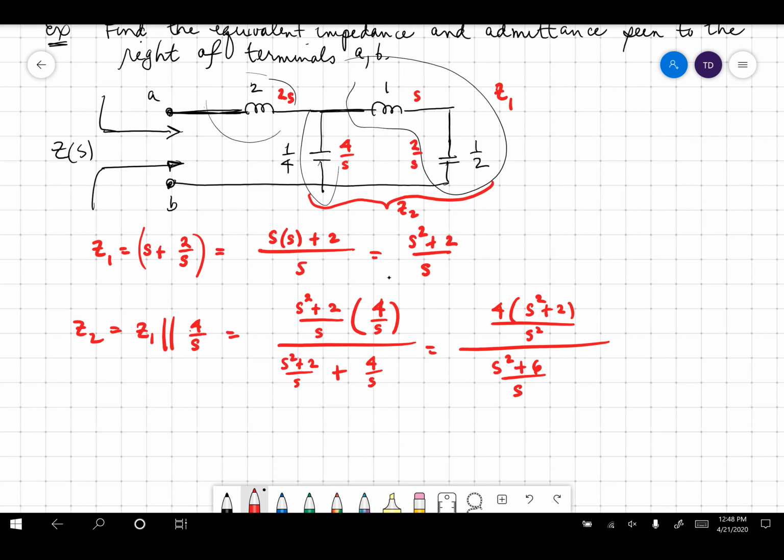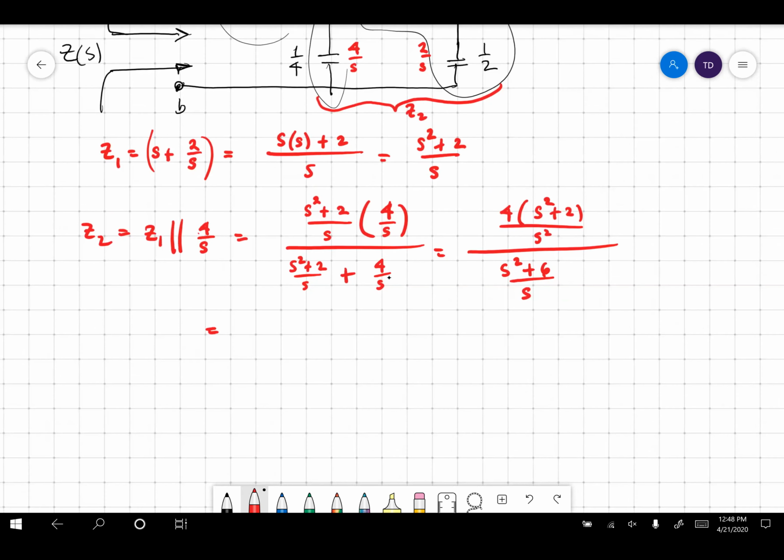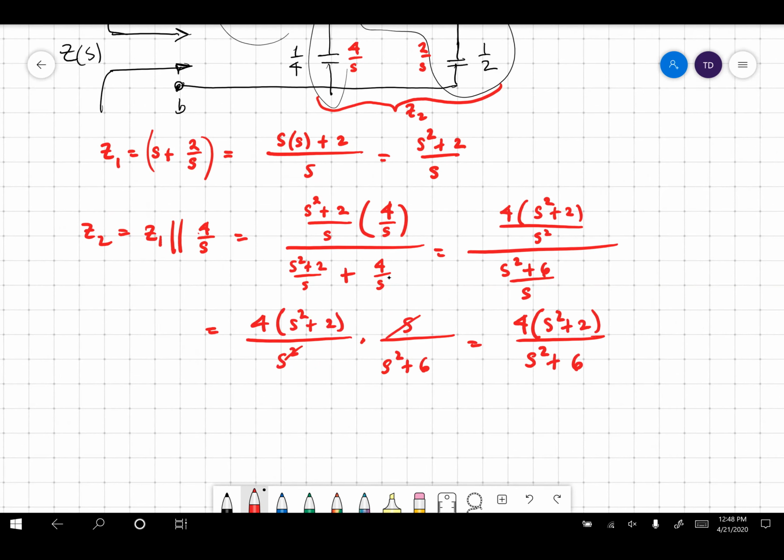And you just flip that around, and that's going to be equal to 4 times S squared plus 2 divided by S squared, times S over S squared plus 6. So if I didn't make any mistakes, 4 times S squared plus 2 over S squared plus 6. Hopefully I didn't make any mistakes there.